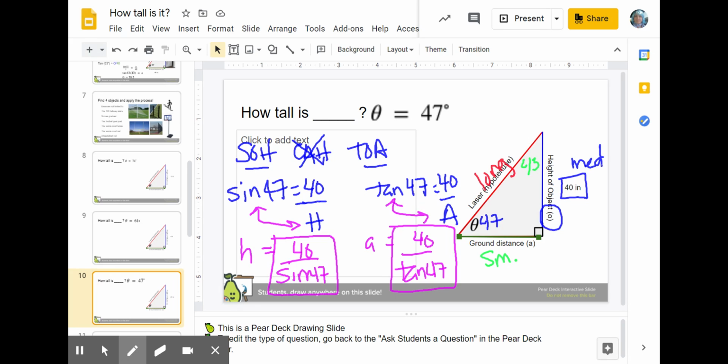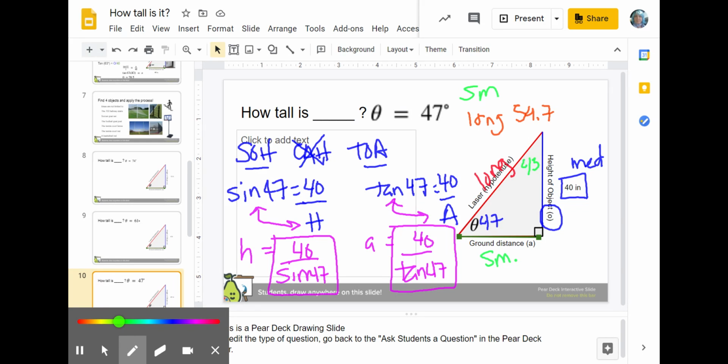So did anybody get the small side or the hypotenuse? What'd you get? Nice. And those are both in inches.